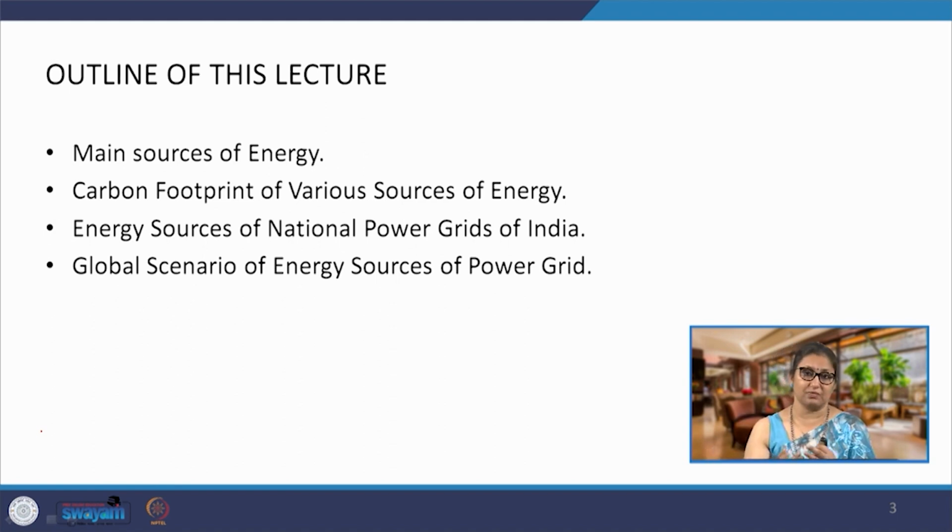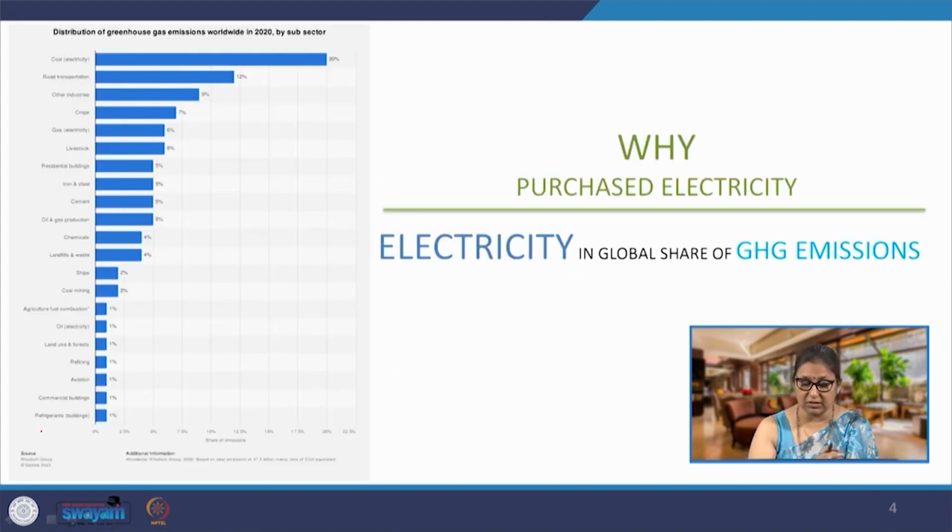There is a lot of discussion when we start discussing these different sources of energy, about what their carbon footprint is and what emissions are associated with them. So, is it just operational energy, or the emissions related with operations, that are reduced, or on a life cycle basis the emissions are reduced. And then we will look at specifically the national power grid of India and the potentials for replacing the conventional with renewable sources, and look at the global scenario as far as the sources of this power are concerned. So, starting with the global share of GHG emissions from electricity.